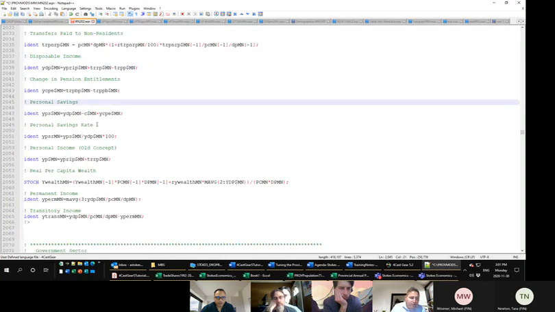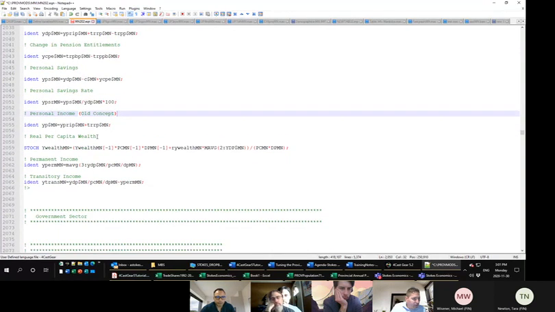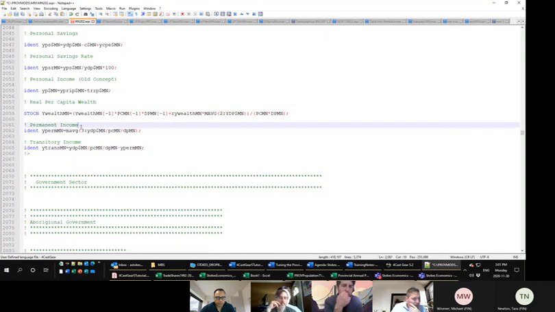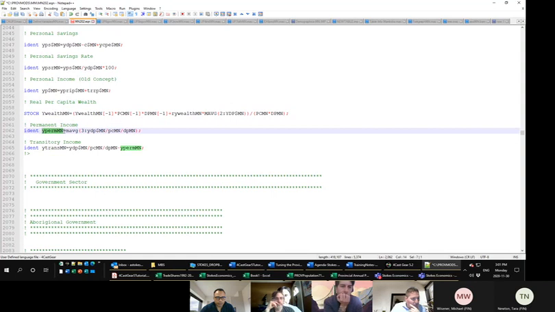Pension entitlements, personal savings, on and on. There's your savings rate, which should be going up this year at least. There's our old concept, so we even put the old concept in there for you, for personal income, which just had your primary income and your transfers received. Then the wealth measure, and one thing I didn't show you on the consumption equation.